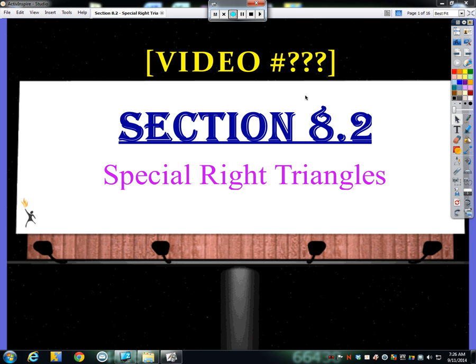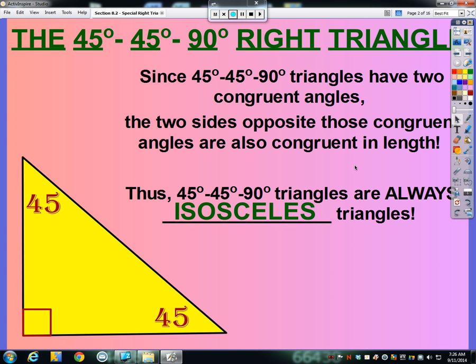We're going to look at some special right triangles today. One of these we've already mentioned, and it is the 45, 45, 90 right triangle. We talked about this towards the beginning of the year and how it had special properties with the Pythagorean theorem. When I say 45, 45, 90, I mean we have a 45-degree angle, another 45-degree angle, and a 90-degree angle.